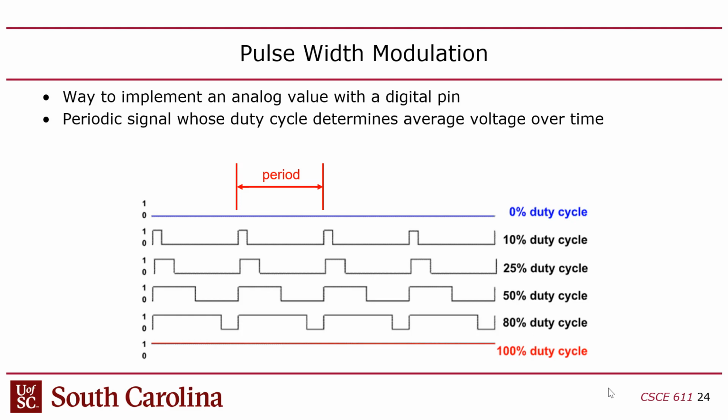Not only that, but you can use pulse width modulation for audio. In fact, if you have what's called a Class D amplifier, which some cars have, or home audio systems, those basically use pulse width modulation to create the analog signal that is played on your speakers. This literally is how you get audio.